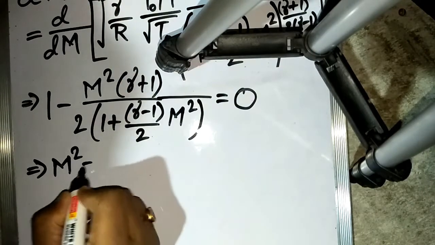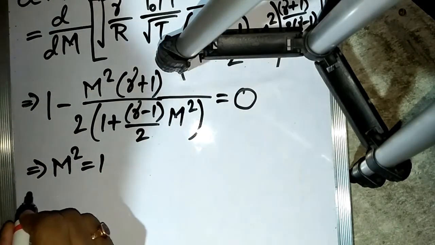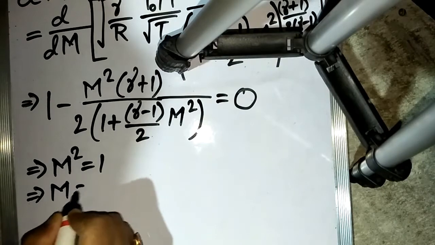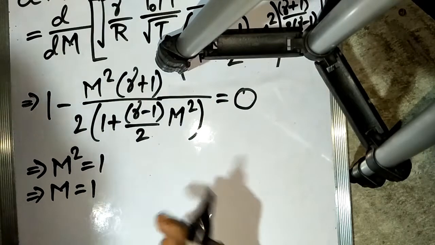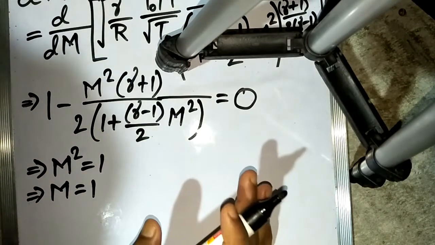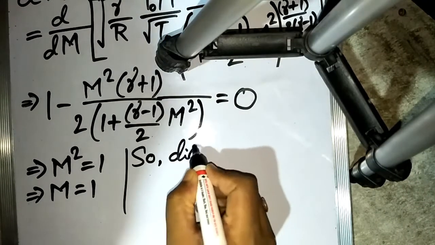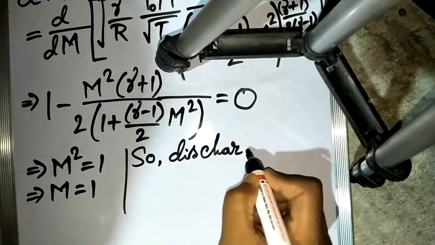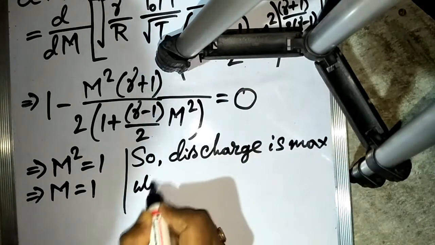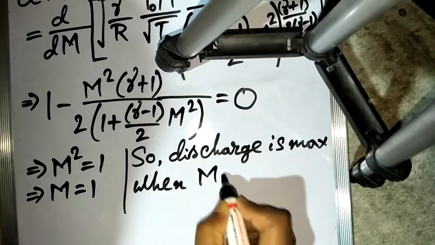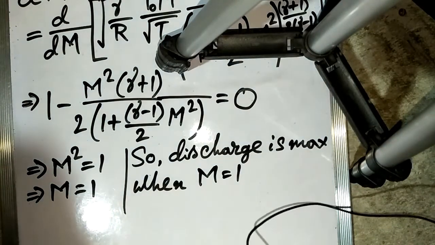M² equals 1. By solving this equation we get M² equals 1, or we can simply write M equals 1. That means Mach number equals 1. So the discharge is maximum when M equals 1.